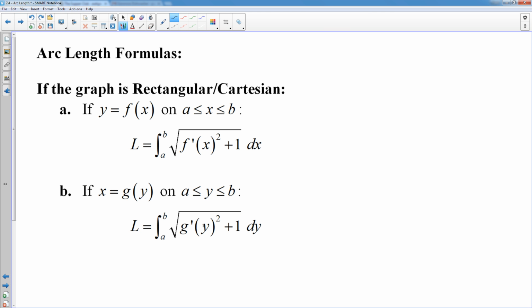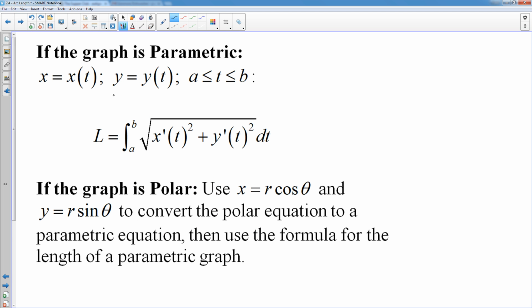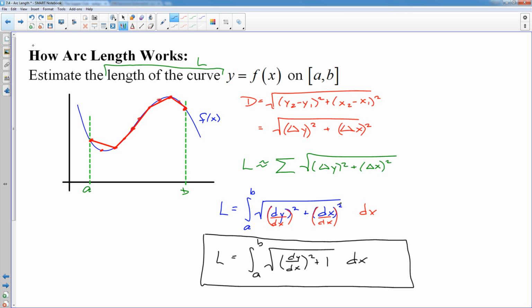Or if it's a function in terms of y, it's the same thing. It's just g prime of y squared plus 1 dy. Those are pretty easy. However, arc length is very common in vectors or parametric functions. So if you have your x and y both written as functions of t, the formula is pretty much the same, and it starts to look more like this formula right here, where you had dy squared plus dx squared, or change in y squared plus change in x squared.